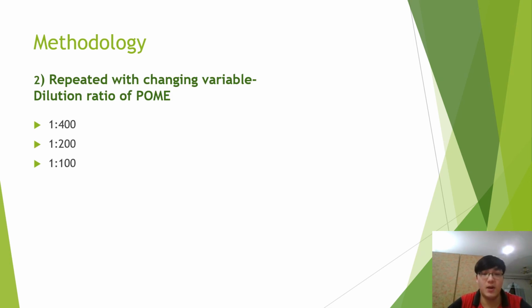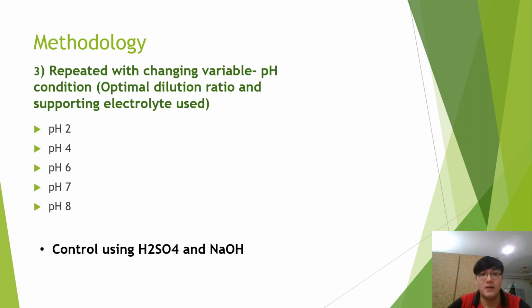Next, the experiment is repeated with dilution ratios of 1 to 400, 1 to 200, and 1 to 100 of polymer as the changing variable under the same conditions. Next, a PFC will be set up based on the optimal dilution ratio of polymer and the supporting electrolyte from the sections above. The PFC will be studied at different pH conditions from pH 2 to 8. The pH value of the solution will be controlled using concentrated sulfuric acid and sodium hydroxide solution.